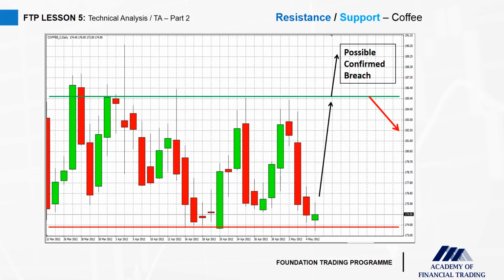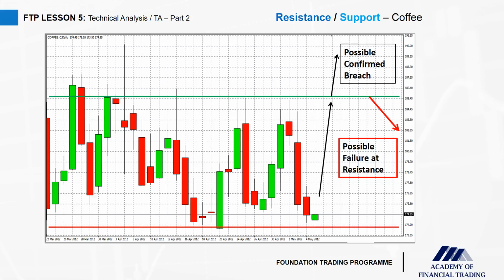Let's wait. We're waiting for a confirmed breach. Can anybody here see a confirmed breach within this range? Can we see a breach here? Can anybody see a breach? Okay, good. Nobody can see a breach, so we all understand what a breach is. And what we're looking for is a breach, right? So there's a possible confirmed breach and there's a possible failure at resistance.